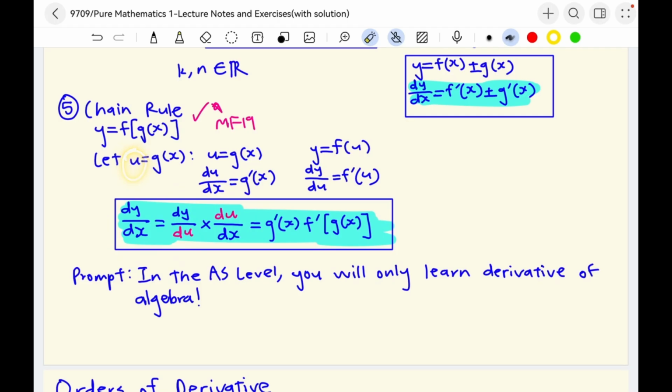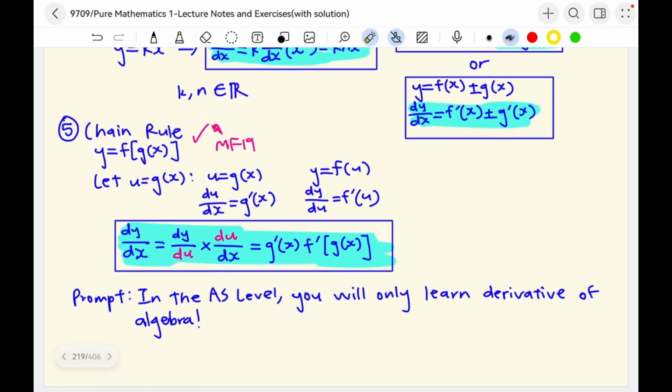We want dy/dx in terms of x. So you substitute du/dx with the g prime of x that you have differentiated, and dy/du with f prime of g(x), because you substitute back the u already. So here is the best tip for you at AS level: you will only learn the derivative of algebra.